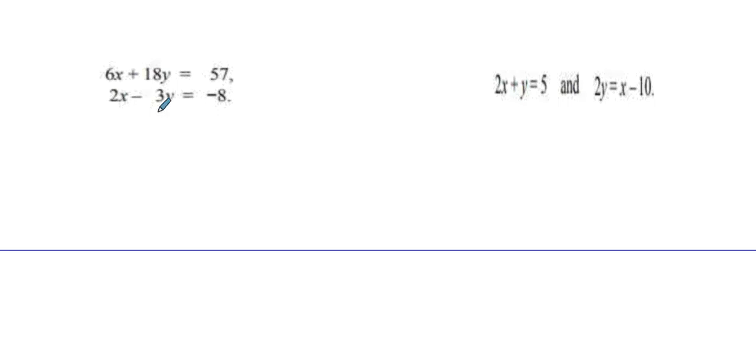I'm going to check this equation. 6x plus 18y equals to 57. 2x minus 3y equals to negative 8. So this I'm going to use elimination method.